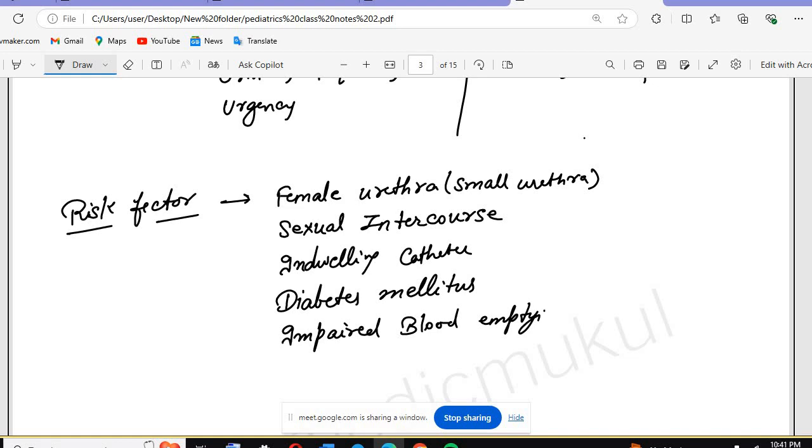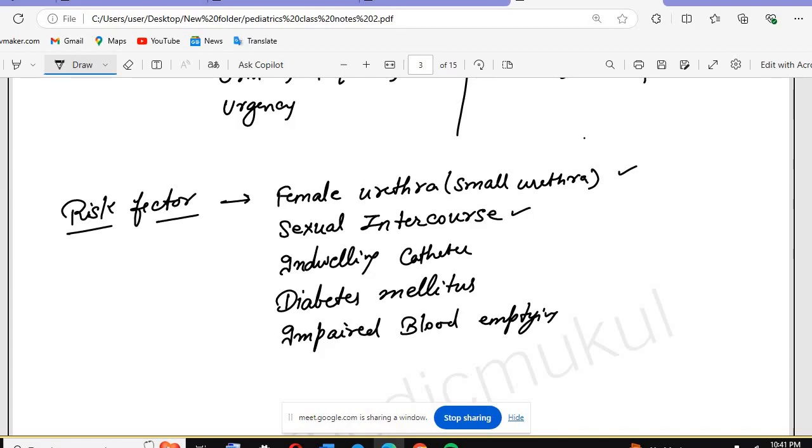Okay, is everything clear? Look, why the female urethra? Because it is small. Okay? Why not male? Because males have a penis, so they have a penile urethra. Okay? Sexual intercourse, because they can have sexually transmitted disease, so there will be chances of E.